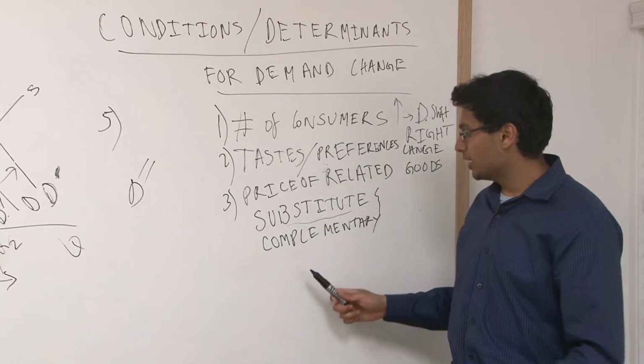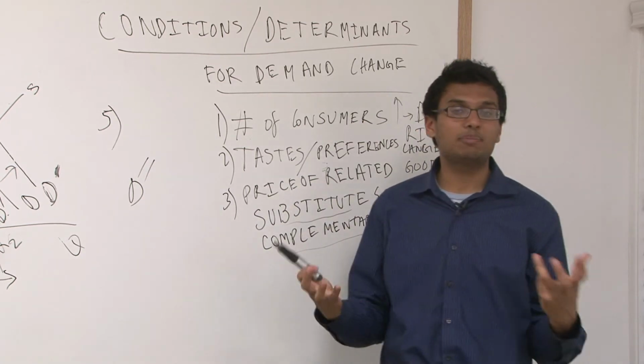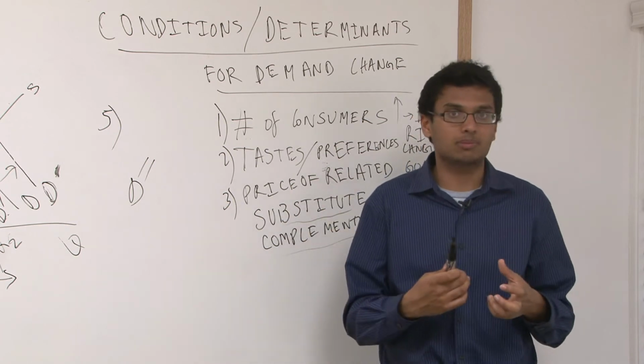All right. So for complementary goods like sedans and seat belts, we have a car, and we have seat belts that people use, right?